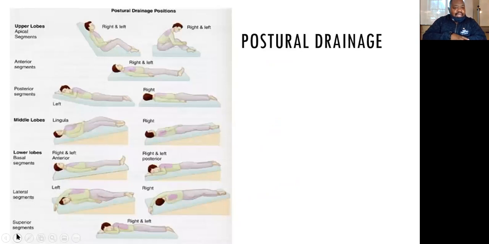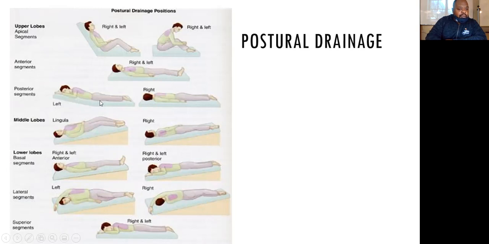This is another diagram here that helps you with the lobes. This is in the book, but it kind of shows you some things here. Those upper lobes, like the apical segments, will be Fowler's or leaning forward in Fowler's. Anterior segments, you have your right and left. The head of the bed is flat. Everything is flat. Then your posterior segments, you might be prone.